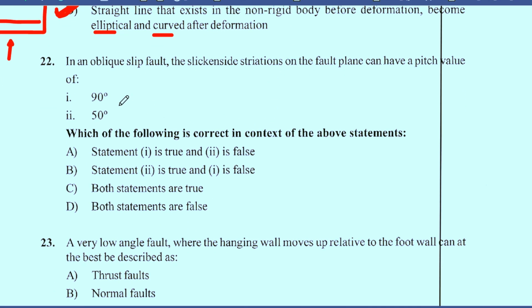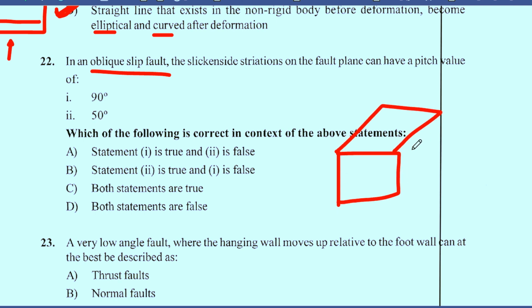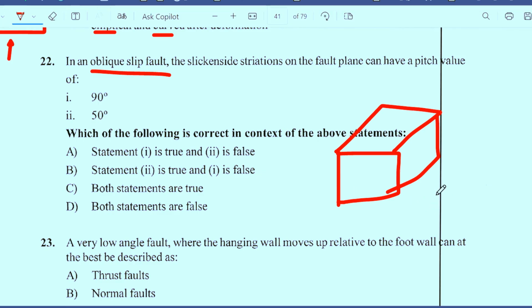Next question is about an oblique slip fault. An oblique slip fault is in between a normal and a strike slip fault. Suppose this is our block. In 3D, I'm trying to construct so that you can understand much better. I will construct some.